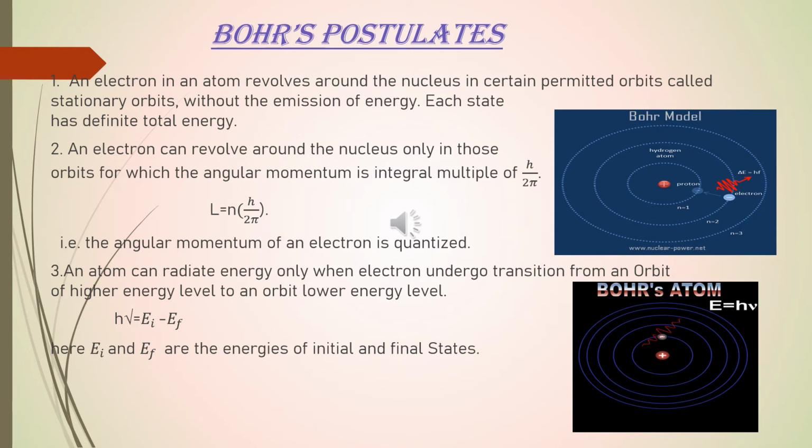Bohr's postulates. Postulate 1: An electron in an atom revolves around the nucleus in certain permitted orbits called stationary orbits without the emission of energy. Each state in which an atom revolves has a definite total energy. Postulate 2: An electron can revolve around the nucleus only if it satisfies the condition L equal to nh by 2 pi, where L is the angular momentum.